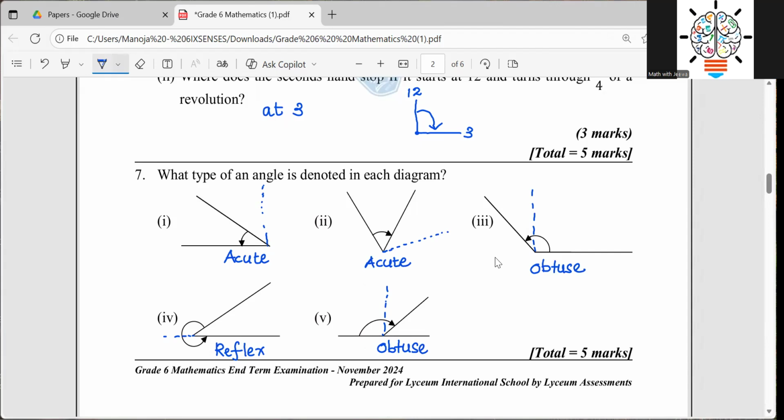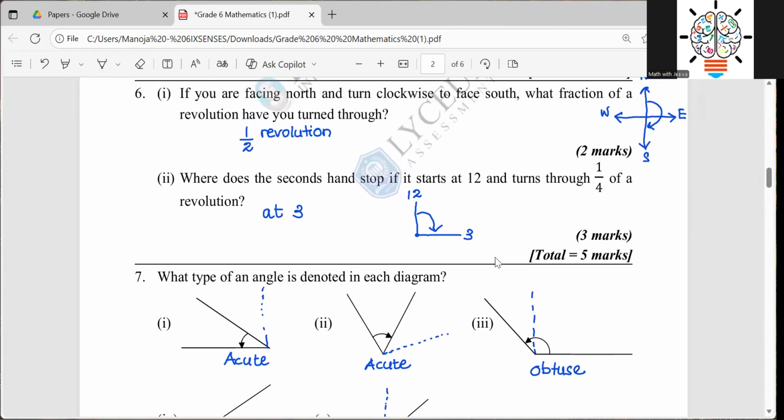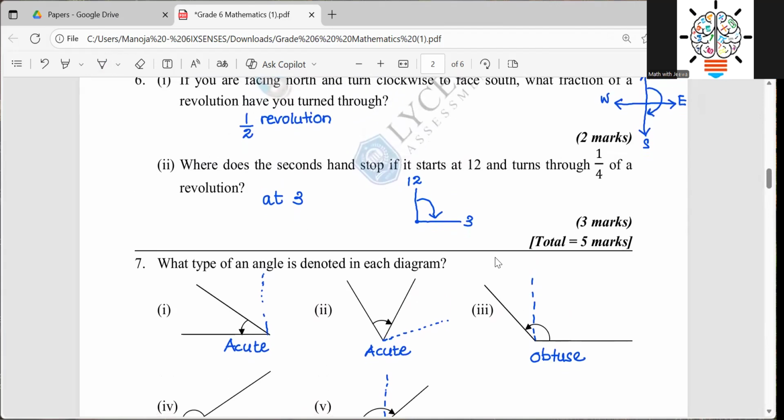I have done a video, if you are confused, you go to the playlist in my YouTube channel, and there is a video under the geometry playlist. There I have discussed this revolution part and these simple angles and how you can understand it. Go to the geometry video series, and look at the first and second videos. There I have explained the revolution part and how you can identify these angles.